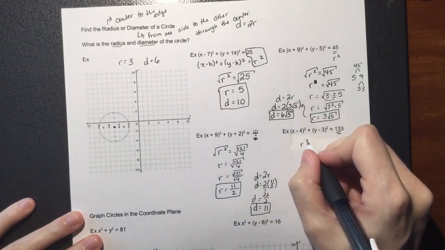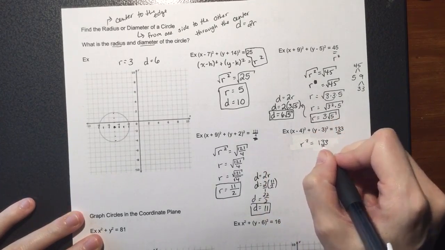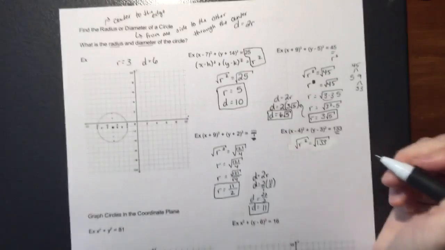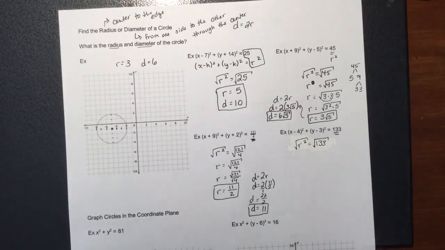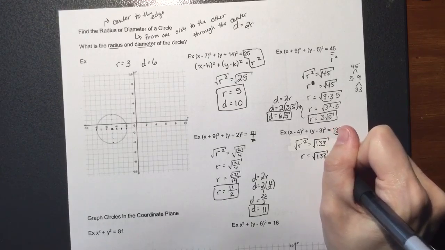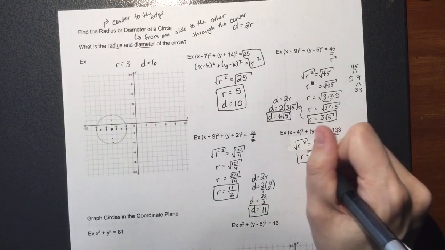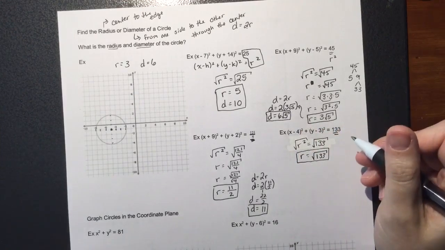So we've got r squared is equal to 133. We're not interested in what r squared is. So to get the r all by itself, we take the square root of both sides, and that'll leave us with r is equal to the square root of 133. And if you try to simplify this one, it doesn't actually simplify down. You're just left with the square root of 133.